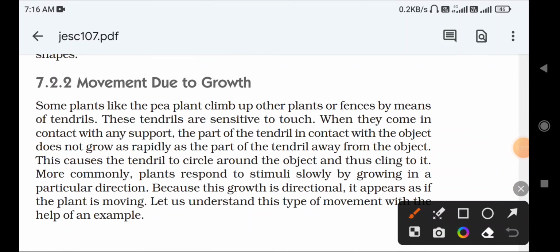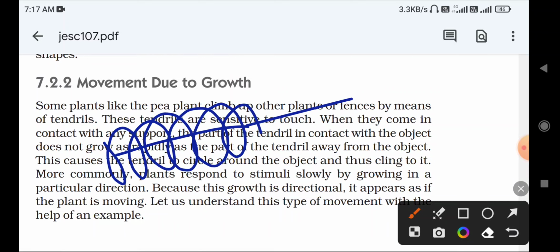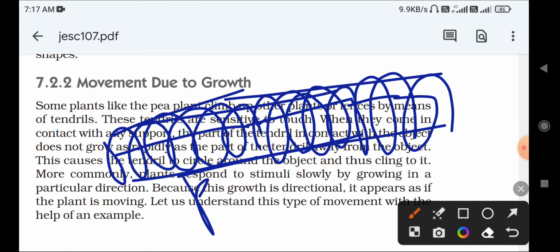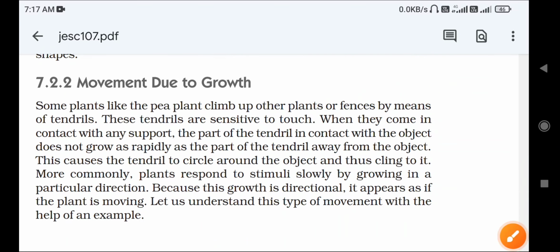The tendril goes around it, and the supported part will grow less while the unsupported part will grow much faster, and they will cling on it. They will make a circular structure like this, a circle on the support. The parts in contact with the support grow slower, and the part which is not in contact grows faster. This is the meaning of that.